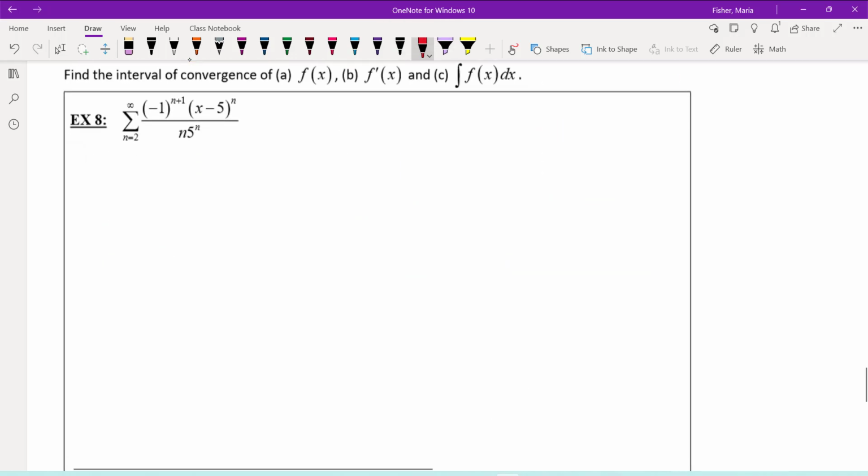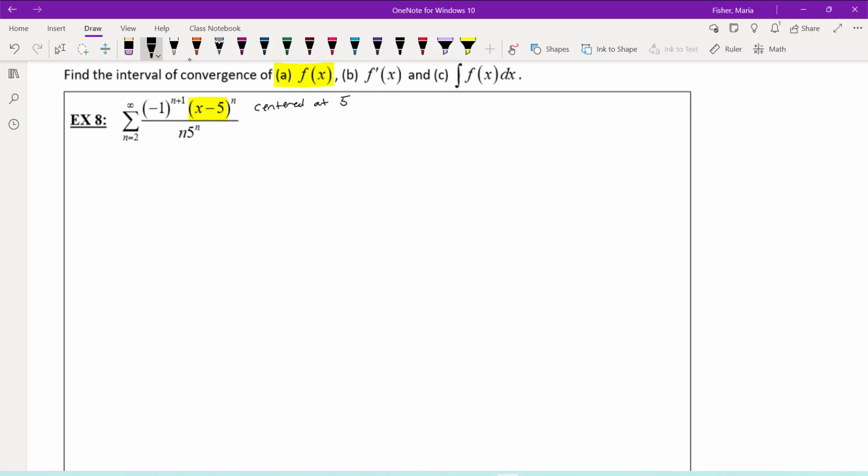So let's look at example 8, where we find the interval of convergence of a) f of x, b) f prime of x, and c) the integral of f of x dx. So let's start with a, because we already know how to find the interval of convergence of the function itself. That's going to be the easiest one. How do we do that? Well, we know that we use the ratio test. Looking at this real quick, we can tell we are centered at 5.